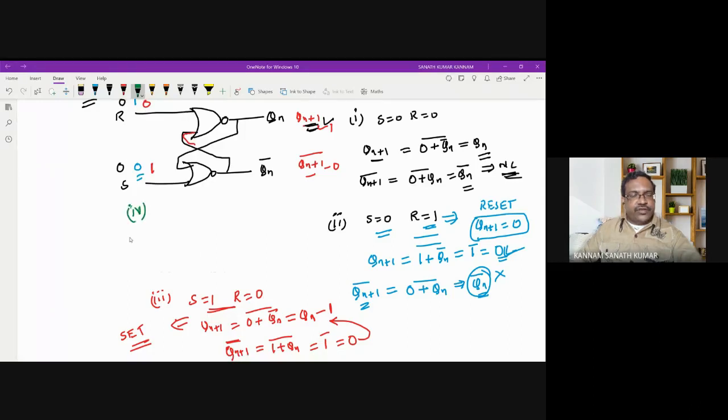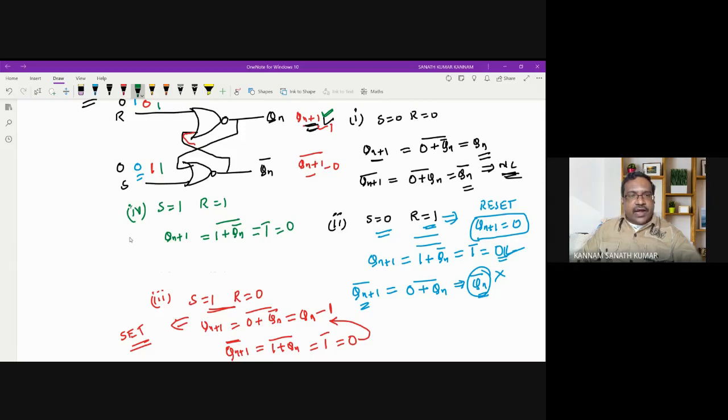Case 4: when S equal to 1 and R equal to 1. So that means Qn plus 1 is 1 plus Qn, 1 plus Qn bar, whole bar. Since S equal to 1, I am looking for the next state, the true form of this one. So 1 plus something is 1 itself, and you are getting 0.